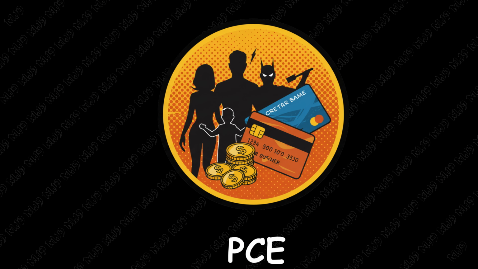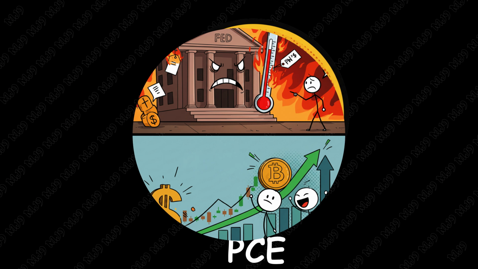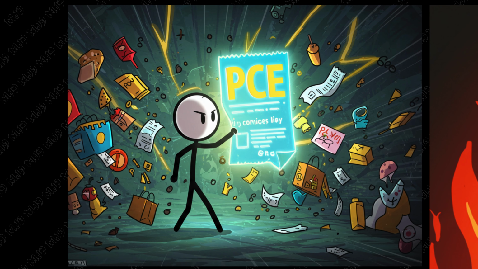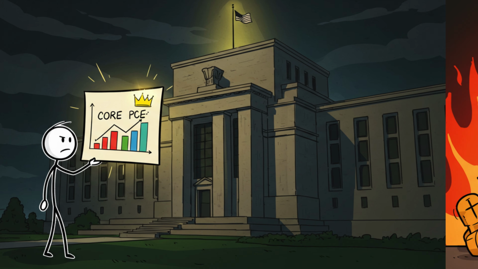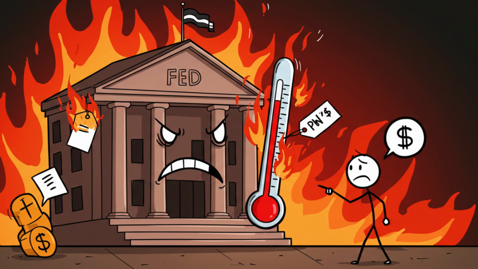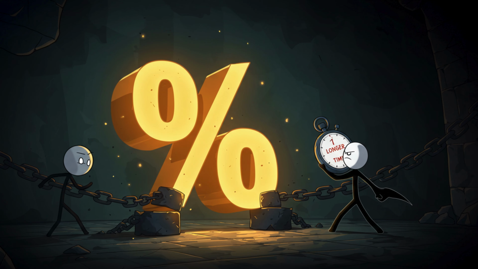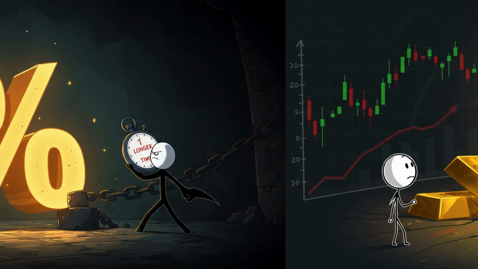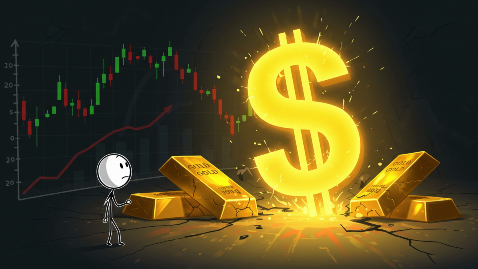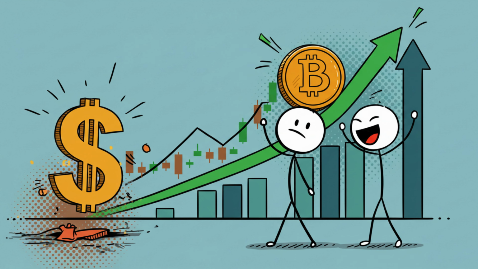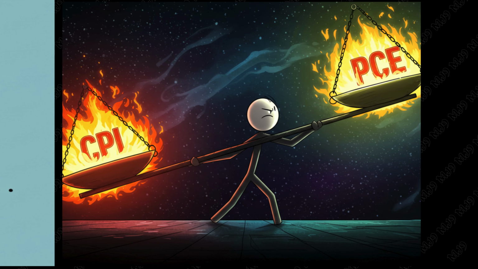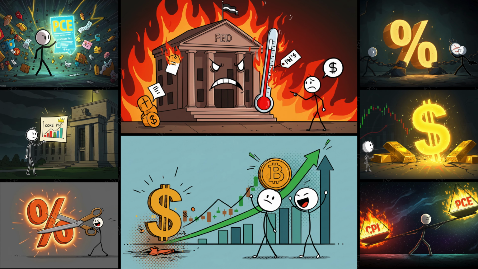PCE, personal consumption expenditures. PCE means personal consumption expenditures. The core PCE is the Fed's favorite inflation measure. If core PCE is high, the Fed fears inflation, so they keep interest rates higher for longer. That makes the dollar strong, but pressures stocks and gold. If core PCE is low, it supports cutting rates, which weakens the dollar and supports risky assets. PCE is basically another way to measure inflation.